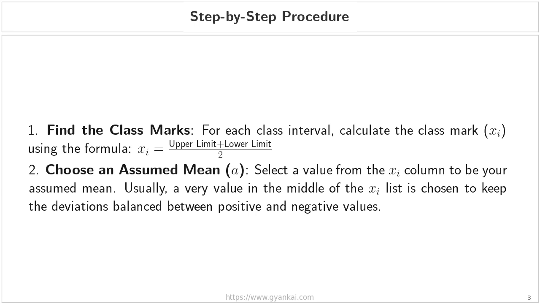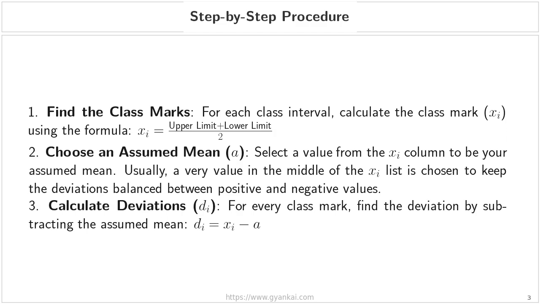Second, once you have your list of class marks, you need to choose an assumed mean, which we denote with the letter A. You can pick any value from your x sub i column, but here is a professional tip. Try to pick a value from the middle of your list. By choosing a middle value, you ensure that some of your deviations will be positive and some will be negative, which helps keep the numbers balanced and manageable.